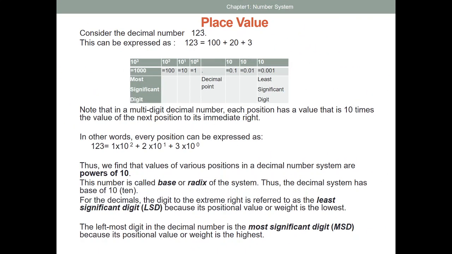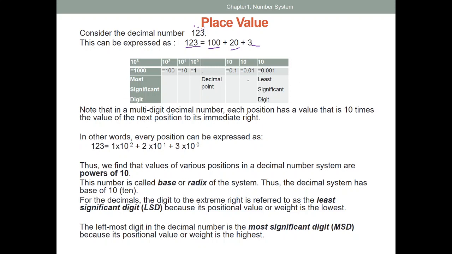So the place value. What is meant by place value? Consider the decimal number 123. It has a 1 in the hundreds place, so it contains 100. Then the 2 is in the tens place, 2 into 10, which is 20. It contains 2 tens. So 20, then 3.